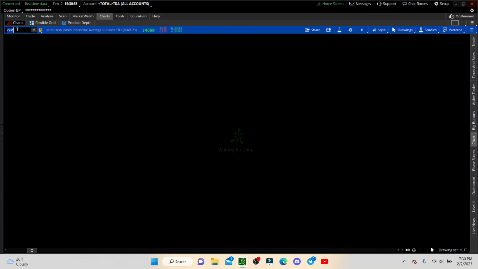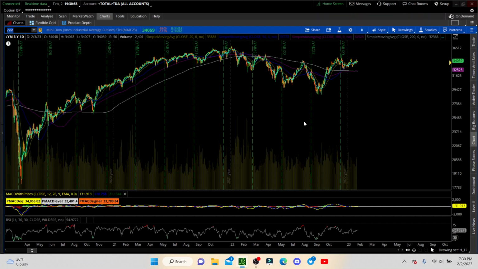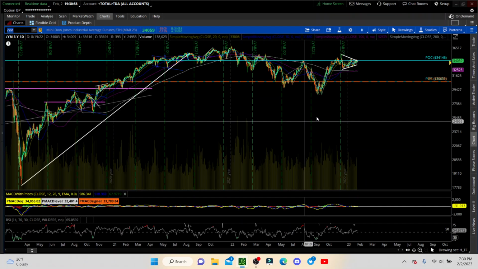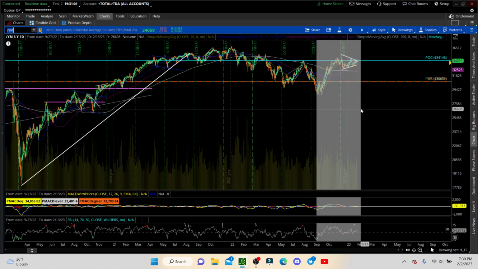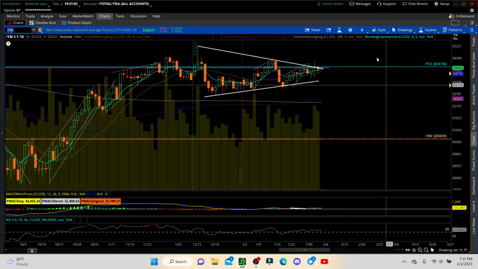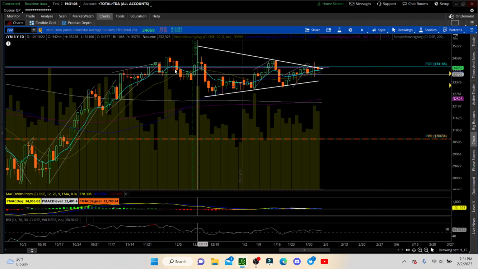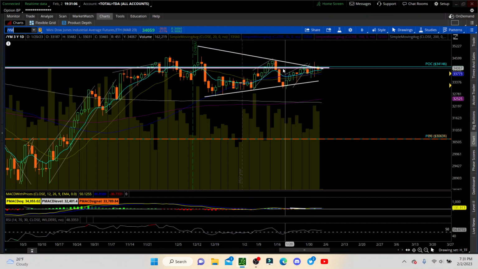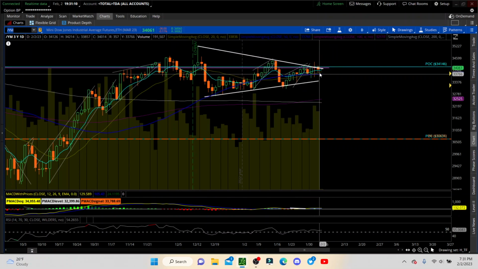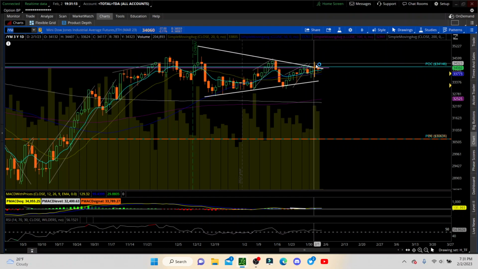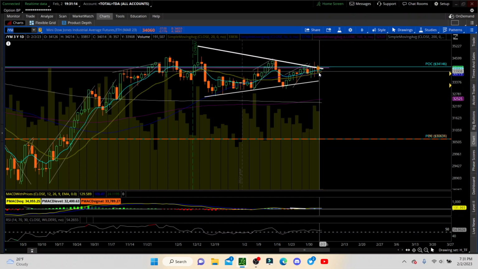YM's just kind of doing its own thing. It's trapped in a triangle, waiting to make a decision. I can use this board. It's right at the point of control. This is a volume shelf. It's been here for some time now, and trying to make a decision yesterday, did not break over that triangle, didn't close over it, so we're right here in the same spot.